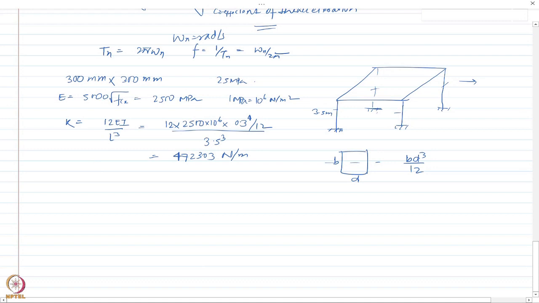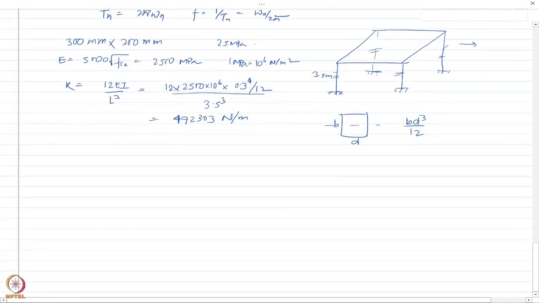Mass, you can lump it at the roof level by assuming that half of the mass of these columns is lumped to the roof slab here. Then the dead weight of the roof slab, you can add to that. And then you can also add the live load. All those contribute to the total mass of this system. So for the mass of the system, I have 4 columns, and I would assume that half of this is actually lumped.